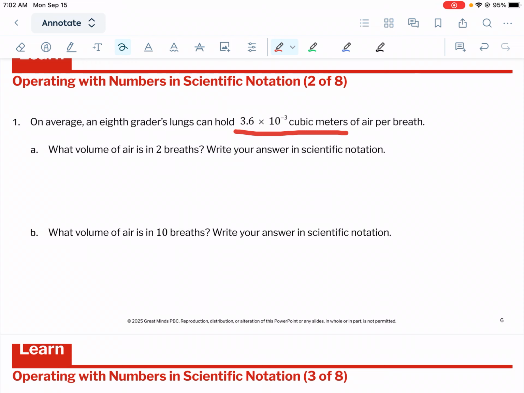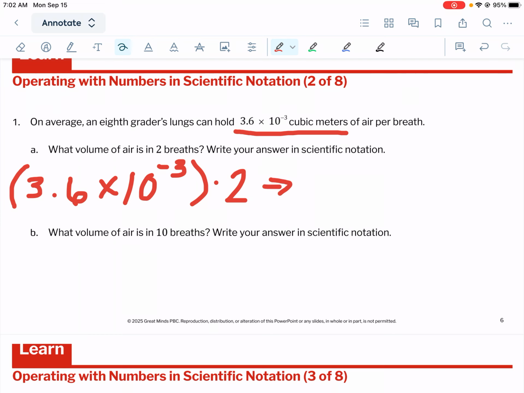What volume of air is in 2 breaths is basically asking us to multiply it by 2. Or you can add 3.6 times 10 to the negative third to itself 2 times, but I think multiplying is just a little bit quicker. So that's how we're going to work it out. And I'm just going to write this here, so write what I'm writing. Do not leave anything blank. Some of y'all have a bad habit of that, and then when it comes time to study, you don't know what's going on. So we're just multiplying this by 2.